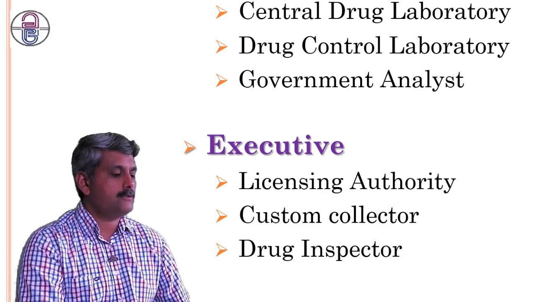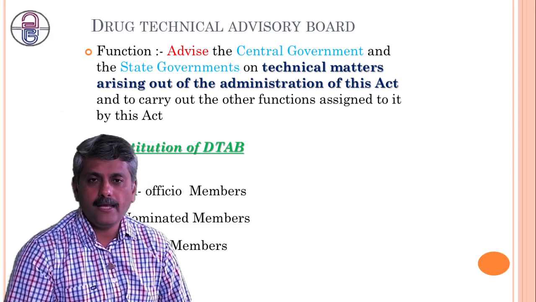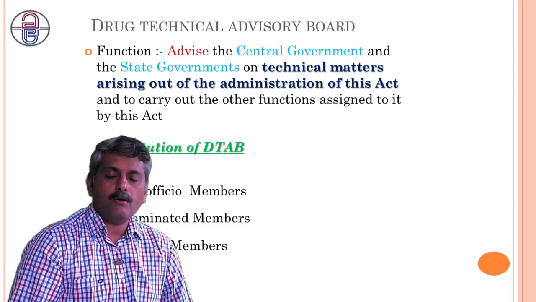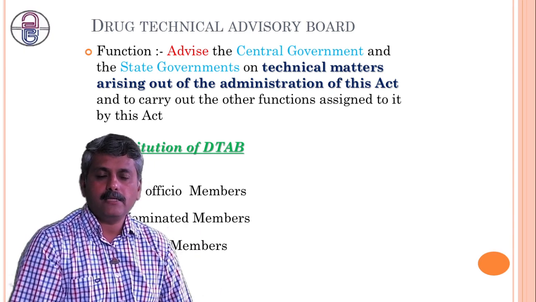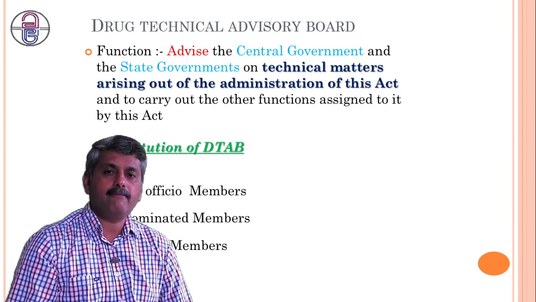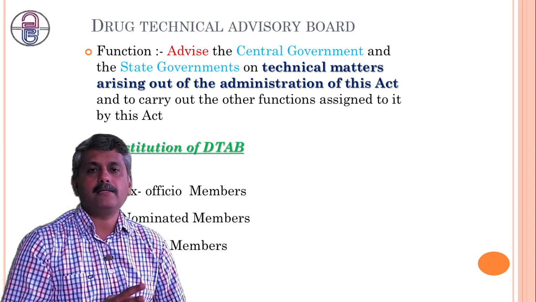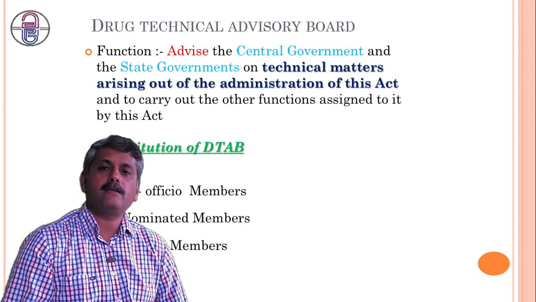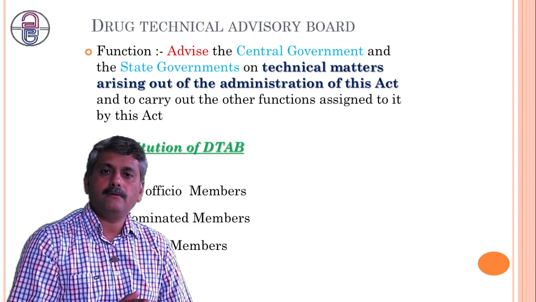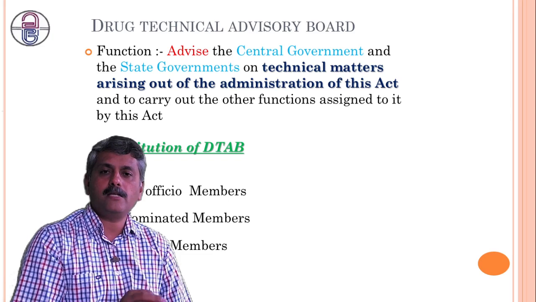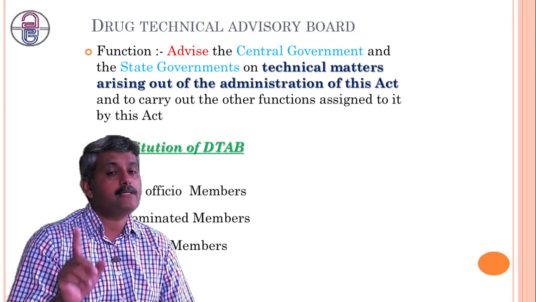So this is it for our today's lecture. What we saw today: first, the aim or object of the chapter Drugs and Cosmetics Act. Second, in what manner this Act is divided into five major chapters. First is the introduction, second is DTAB, DCC, CDL, third is the import of drugs and cosmetics, fourth is manufacturing, sale and distribution, fourth A is manufacturing, sale and distribution of Ayurvedic preparations, and fifth is miscellaneous.